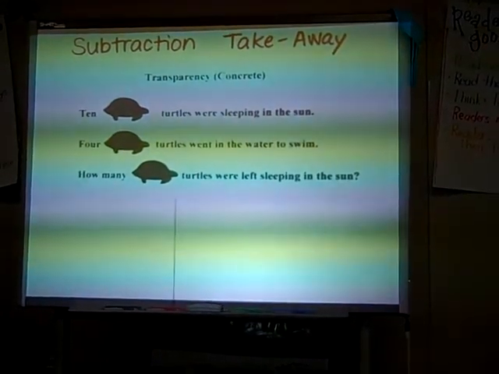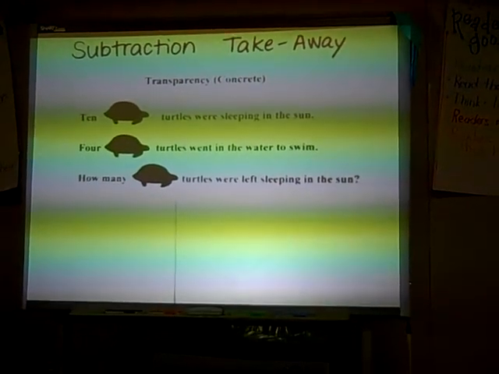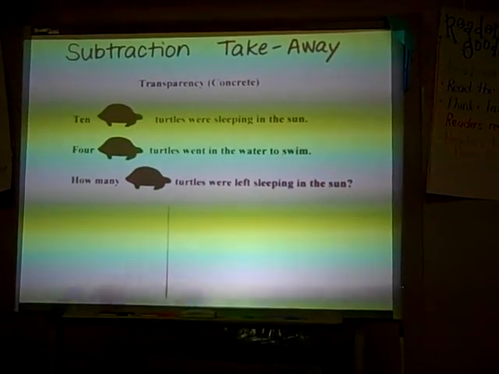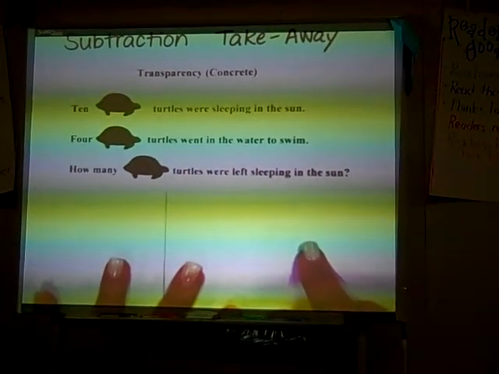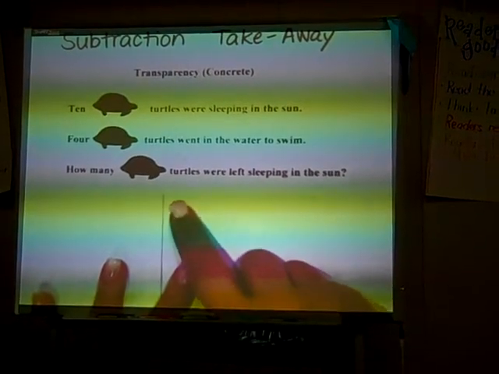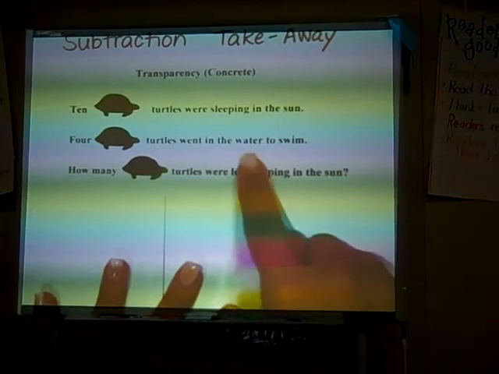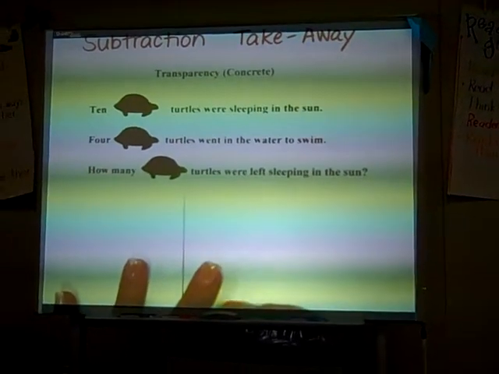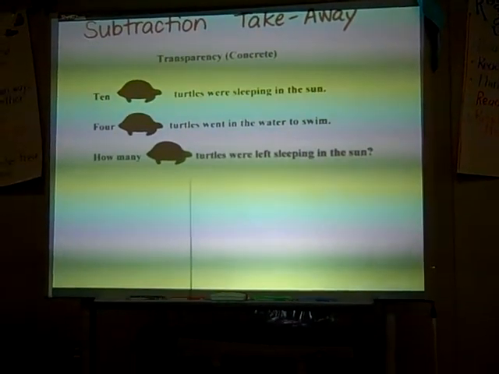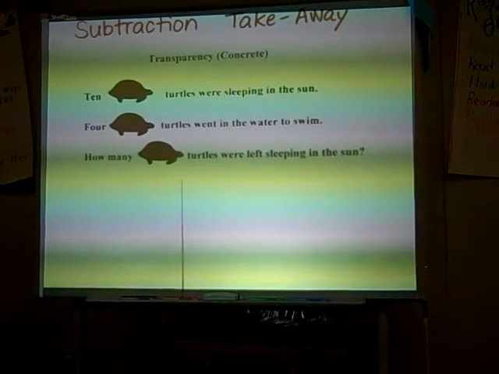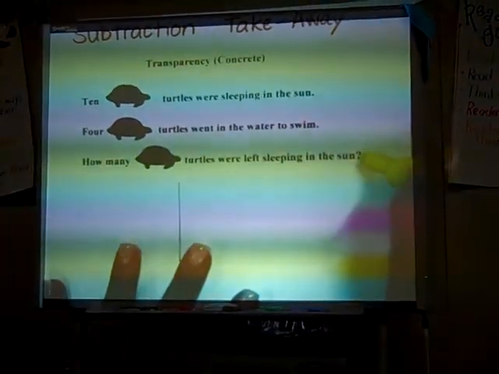So I asked the students, what is your brain telling you? Does it tell you that this is put together, or does it tell you that this is takeaway? And I know my students, they'll say this is takeaway. And I'll ask them, how do you know that it's takeaway? And they'll say, well, 4 turtles went into the water to swim, and it says how many were left. And that is a word, when they hear left, that'll tell them that this is takeaway.